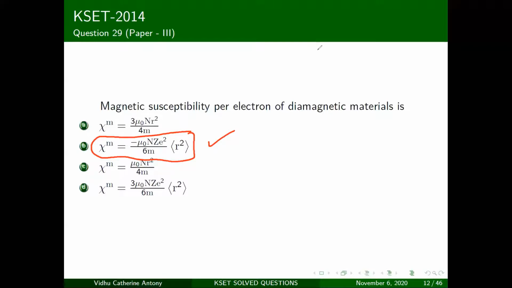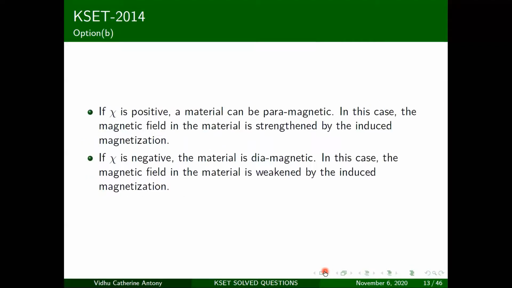Okay. So let's look at why it is negative and why it is positive, and for what it is negative and what it is positive. Now, if the magnetic susceptibility is positive, then you call that material a paramagnetic material. Now, here what happens is if you place the paramagnetic material, let's say in a magnetic field, okay, so let's put up a magnetic field here.